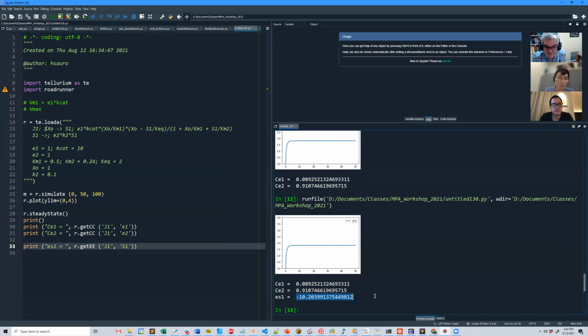I see. That's big. It's negative, and it's very negative. So that's the elasticity of S1 onto V1, onto J1, the first reaction. That means a 1% increase in S1 will cause a 10% decrease in V1. Do you see? It really clamps down on V1, and that's why the sensitivity is so low.